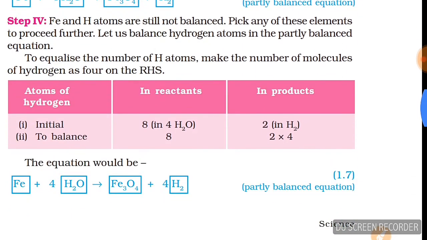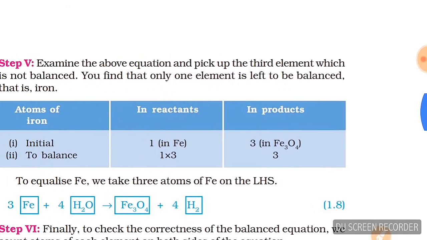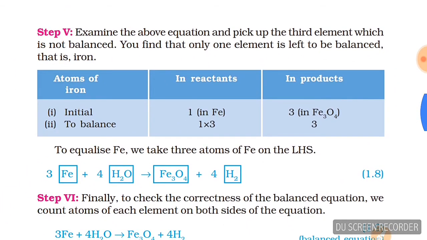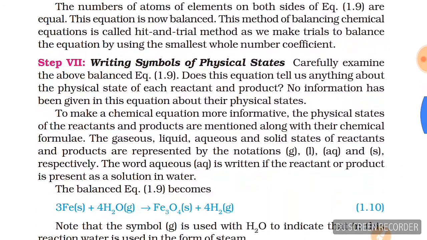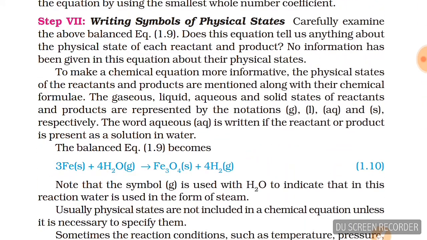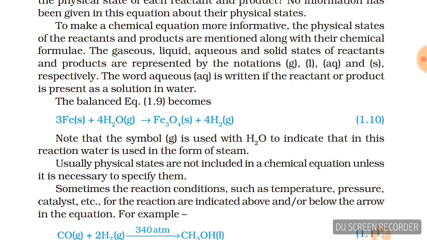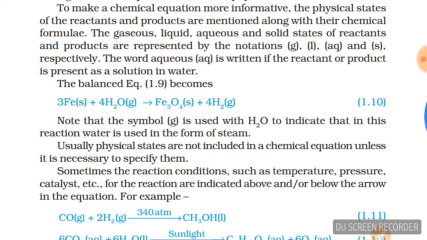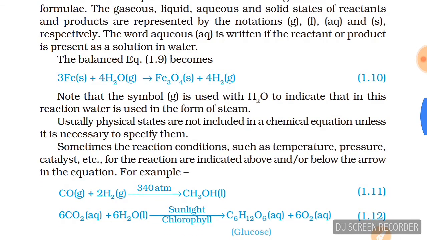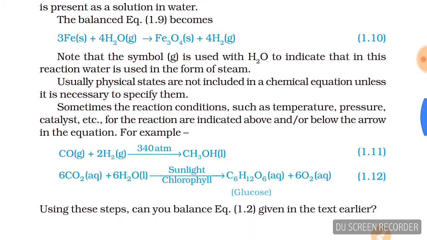और इसमें हम एक और चीज़ कर सकते हैं, we can mention the state of the element also. कौन सा state है? Suppose, to make the chemical equation more informative, the physical state of the reactant and the product are mentioned along with the chemical formula. Suppose they are in the gaseous state, liquid state, कोई भी state में aqueous. Aqueous is basically the solution form of that thing. So the aqueous form AQ is also written. इससे आपका equation थोड़ा सा informative लगता है.